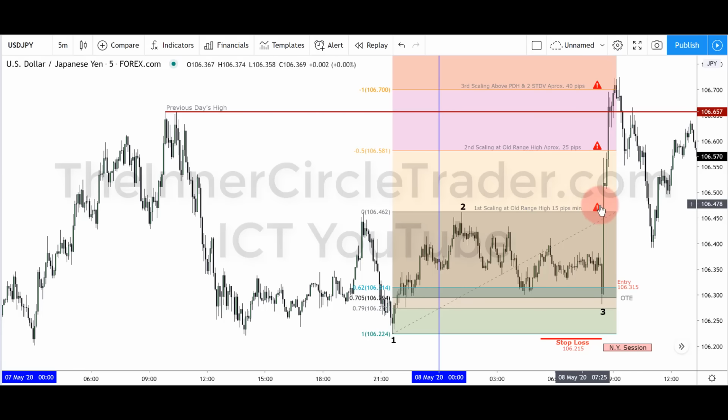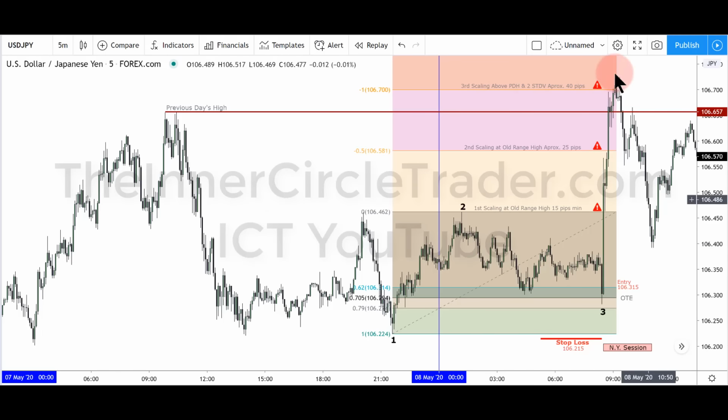So it meets our minimum criteria for the first scaling. So you could take profits there. Second scaling for around 25 pips here, and we're still below the previous day's high. The next level at the fib, which is a 10 level, is nice because it's above the previous day's high and it's a 10 level, so we can take a third scaling out there for approximately 40 pips.